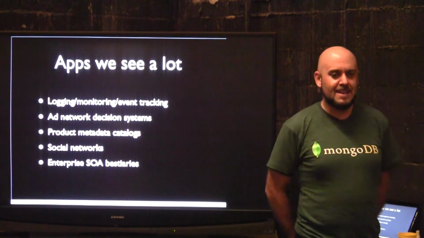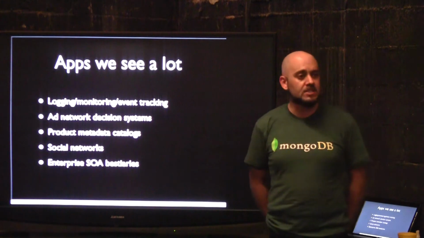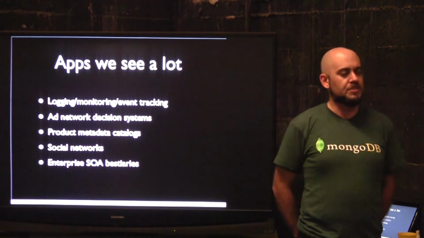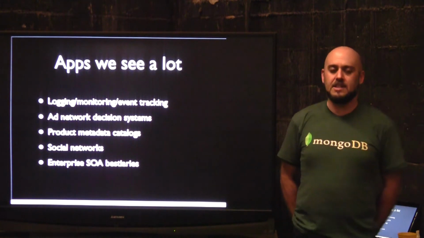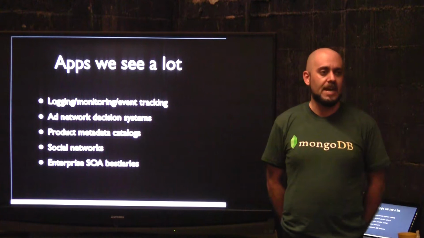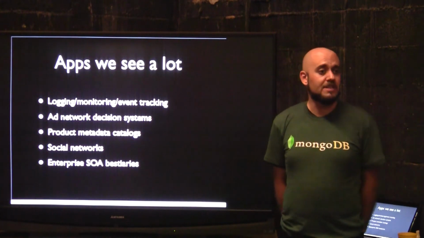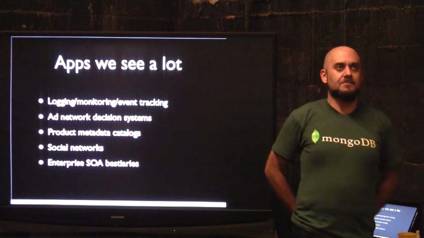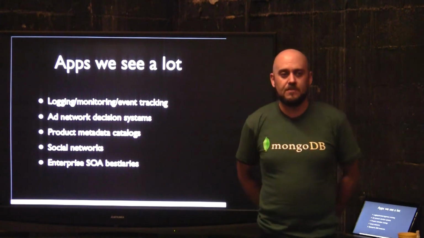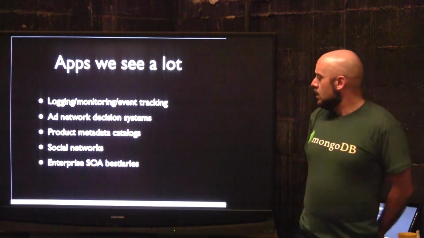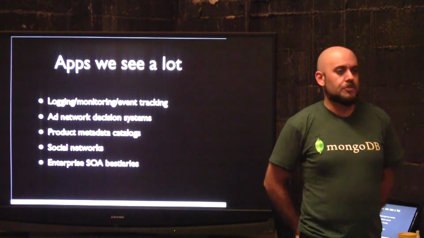We see a lot of product metadata catalogs for e-commerce type sites. People who are selling things and need to store metadata about what they're selling. Now that's conceptually distinct from maybe inventory type systems, where they need to know how many of them they have on hand. We see a lot of people doing that with MongoDB too, but that's not as interesting from the point of view of what kinds of mistakes you can make or what kinds of good features you could take advantage of.